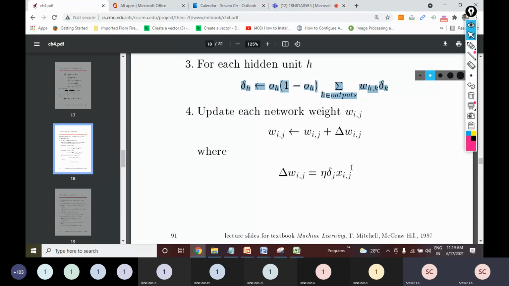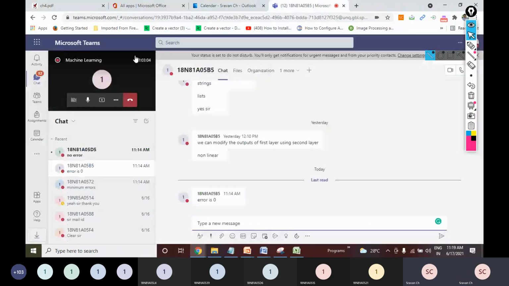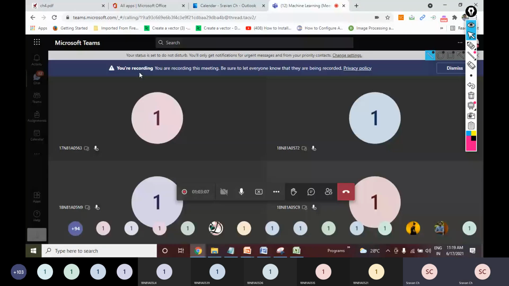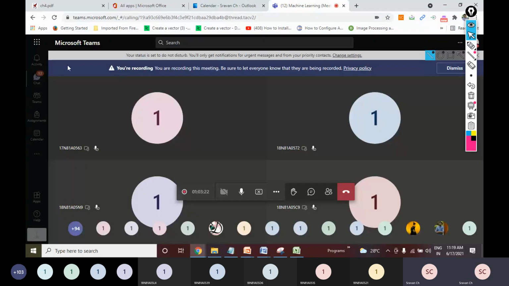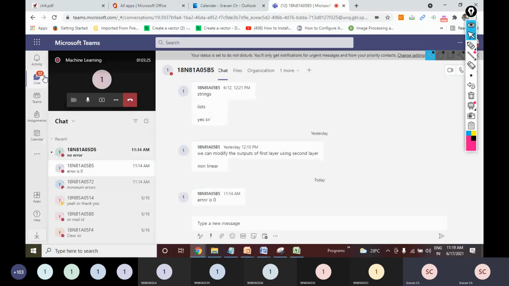So what is this n? Anybody can answer what this n is? We have done it in gradient descent. n is nothing but the learning rate, how much of a stride I should take. That n is the learning rate, my dear friends.